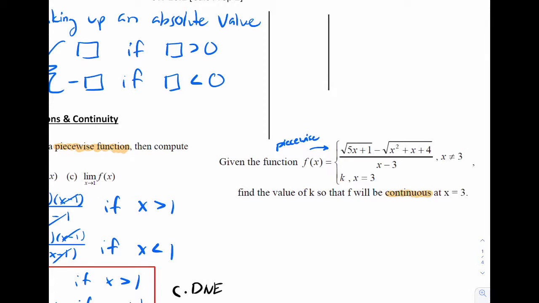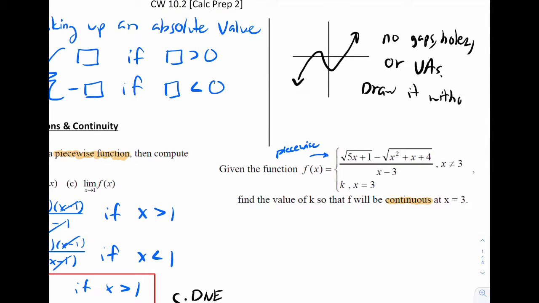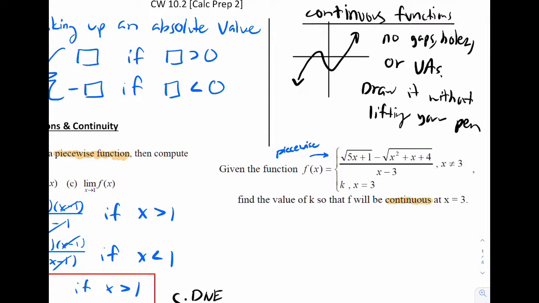So an example of a continuous function would be something like this, like a typical polynomial function, like that. Think of a function that has no gaps, holes, or like vertical asymptotes, or you can draw it without lifting your pen. Again, that's the informal definition of how to understand continuous. Okay, so that's going to be continuous functions. Again, in calculus, you'll get the formal definition.